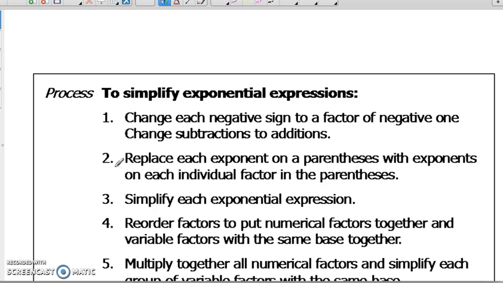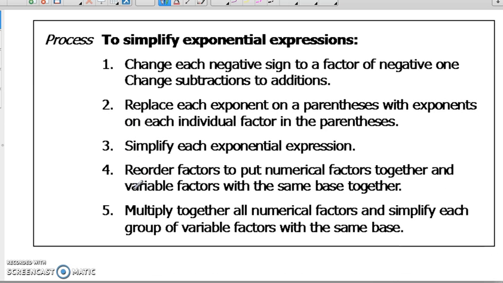All right. So to simplify exponential expressions, we go through this process. We first want to change each negative sign to a factor of -1. Remember we talked about that yesterday. We don't want to deal with negative variables. Number 2, replace each exponent on a parentheses with the exponent on each individual factor in the parentheses. That is the power of a product rule.